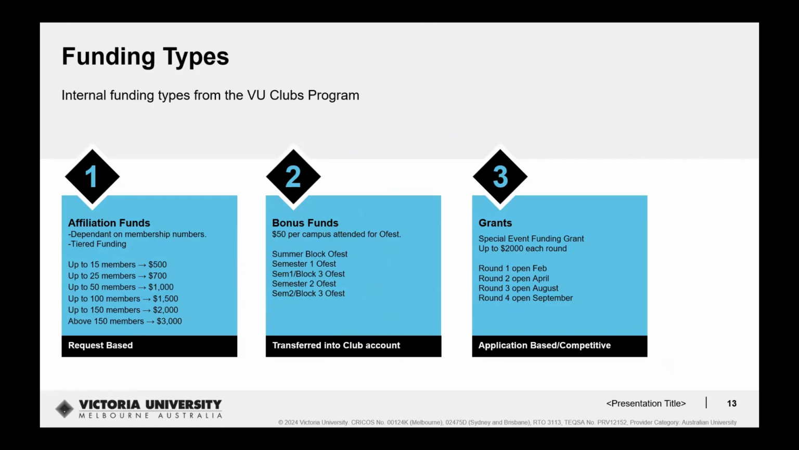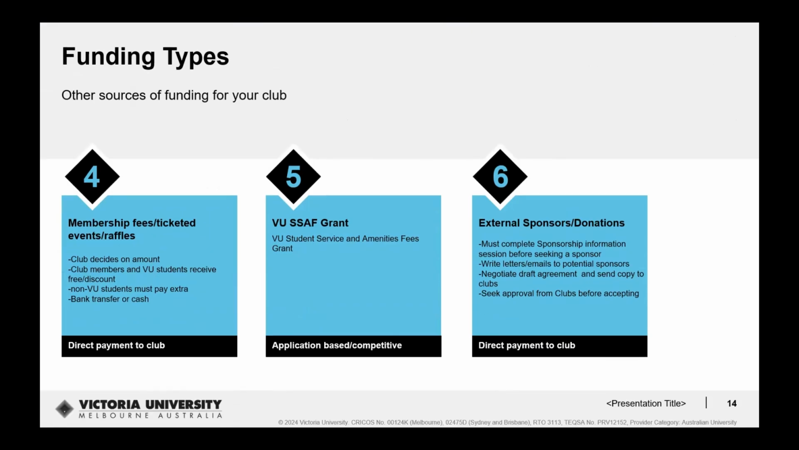The other thing we offer are grants. We have special event funding grants for up to $2,000 each round, and we offer up to 4 rounds each year. Other sources of funding for your club can come via membership fees, ticketed events, fundraising raffles, other grants that the university offers, or looking for external sponsorships or donations.